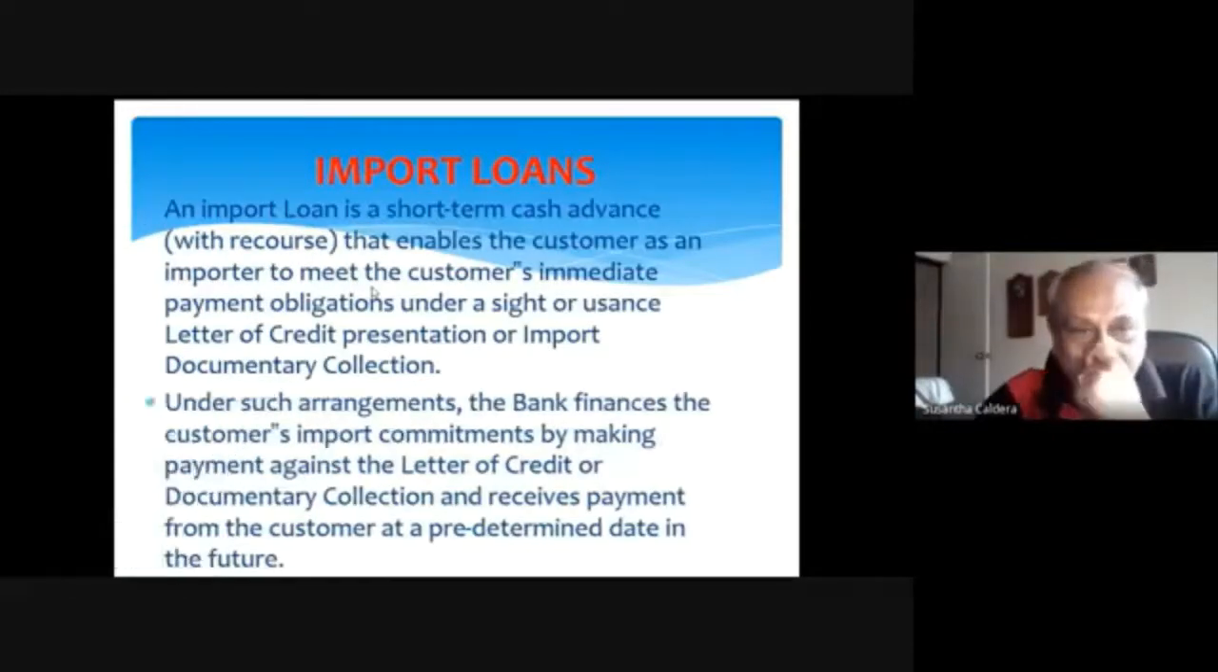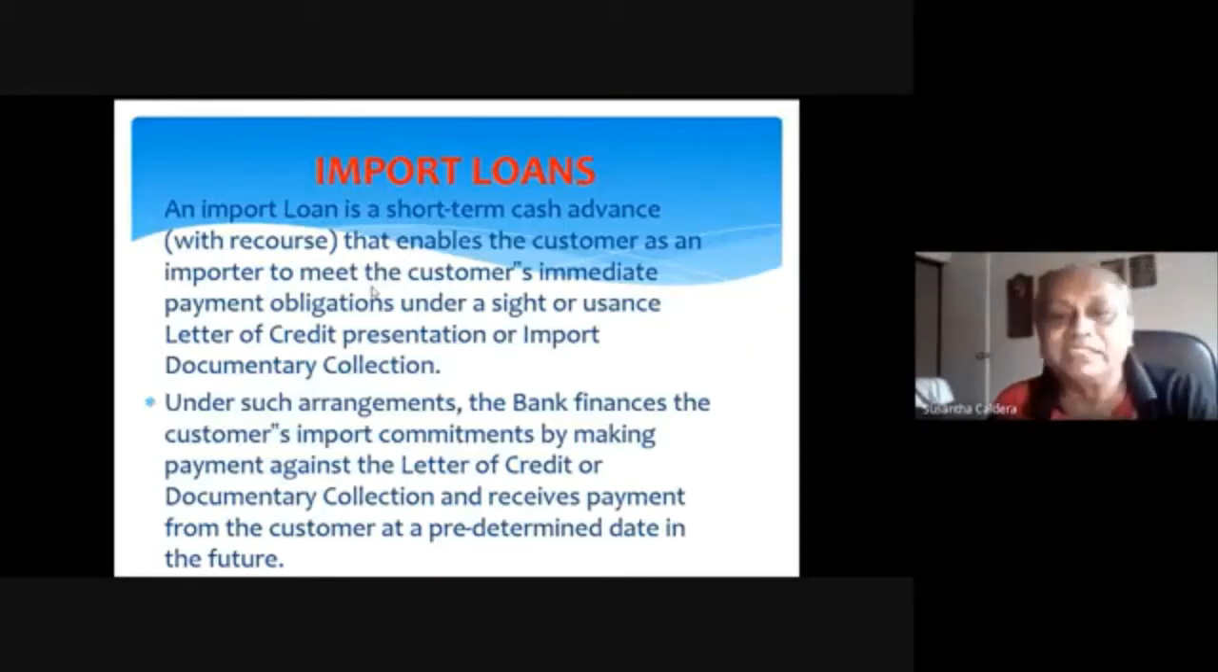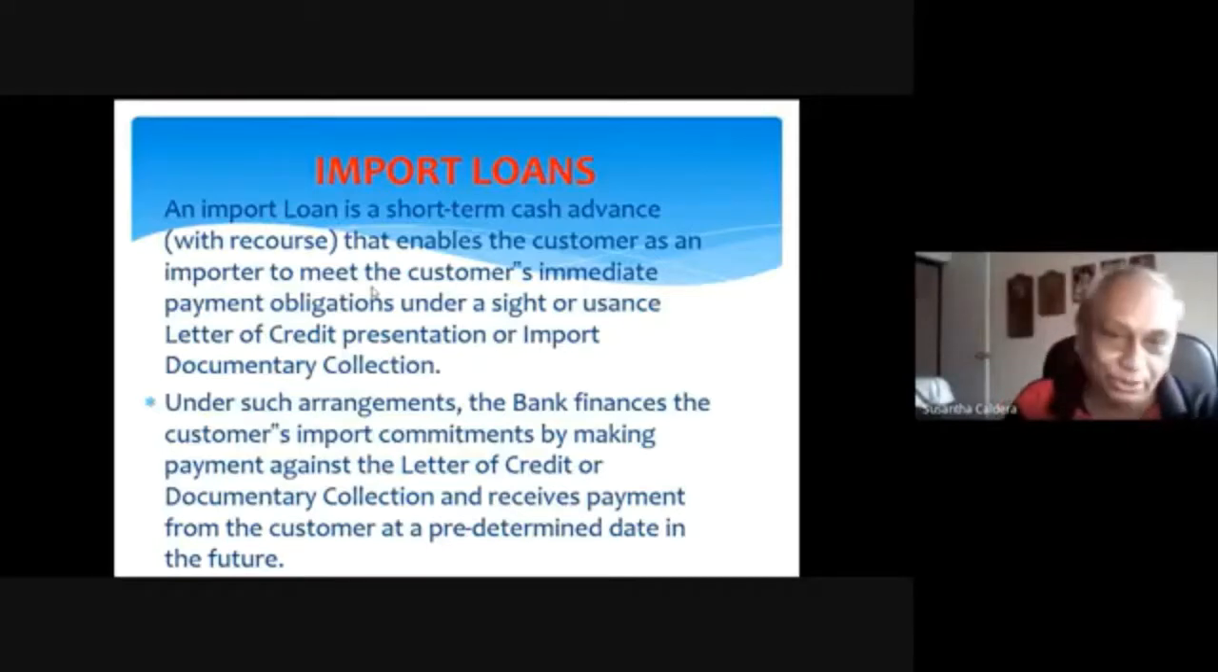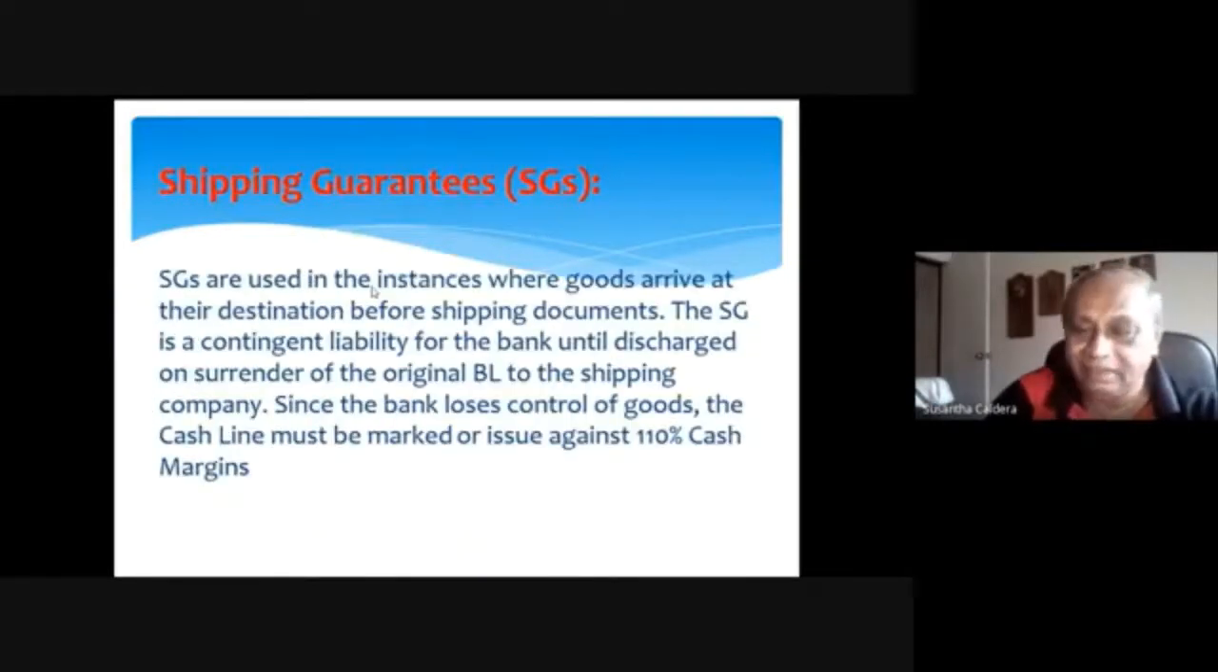Then import loans are a short-term cash advance. Right? You can read that. Under such an arrangement, the bank finances the customer's import commitments by making payment against the letter of credit or document collection, and receives payment from the customer on a predetermined date in the future. We can give the import loan according to our normal trade cycle. Shipping guarantee I have explained, so I am not going to discuss it now.